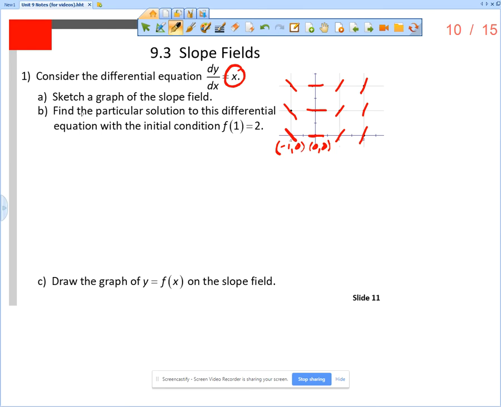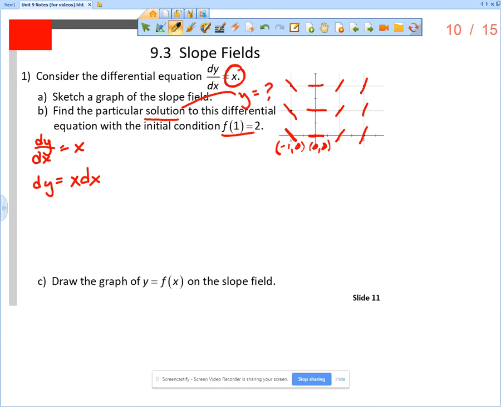But now it says find the particular solution to this differential equation with the initial condition f(1) equals 2. So this is actually an old question. This is a unit 6 question. I'm given that dy/dx is equal to x. So I'm going to multiply by dx and get that dy is equal to x dx. Now what do I want to find? I want to find the solution to the differential equation, so that means I want to find y equals.